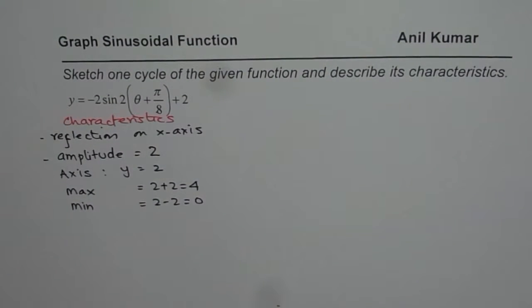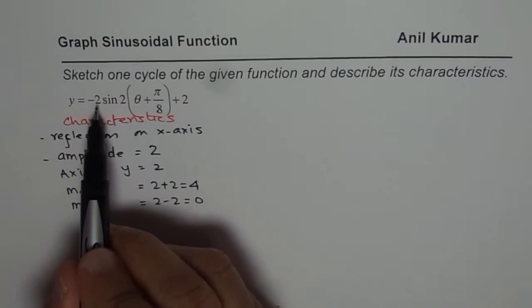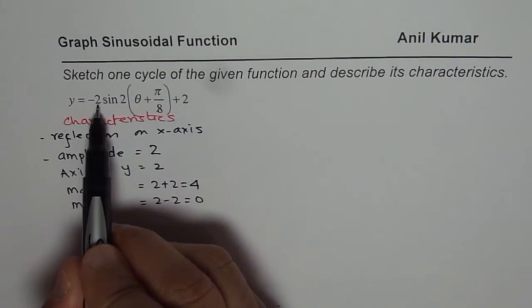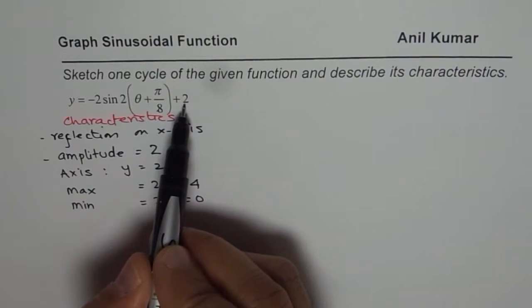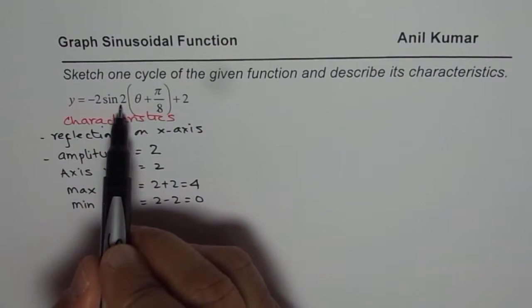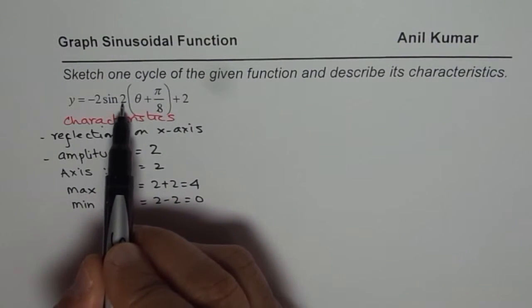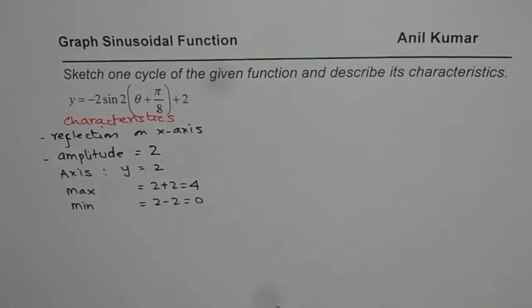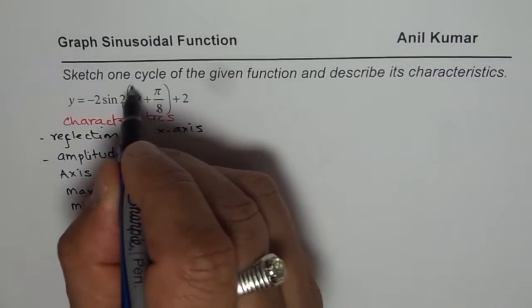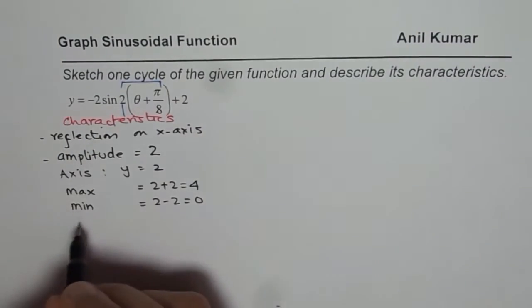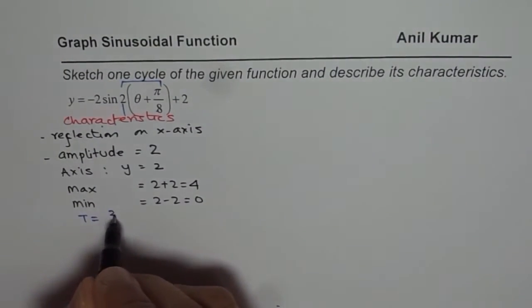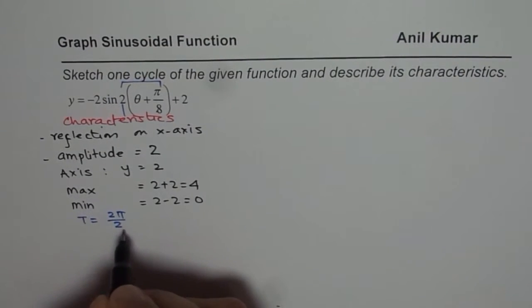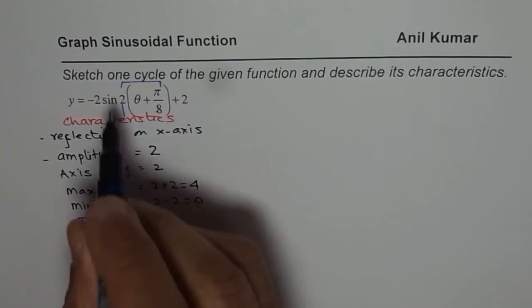So these are some of the values which we could calculate from the vertically stretched and vertically translated 2 units. Now let's get into the inside values, 2 and pi by 8. That 2 gives us the time period. So 2 is the divisor: the time period is 2 pi by 2. When you divide you get pi, so pi is the time period.